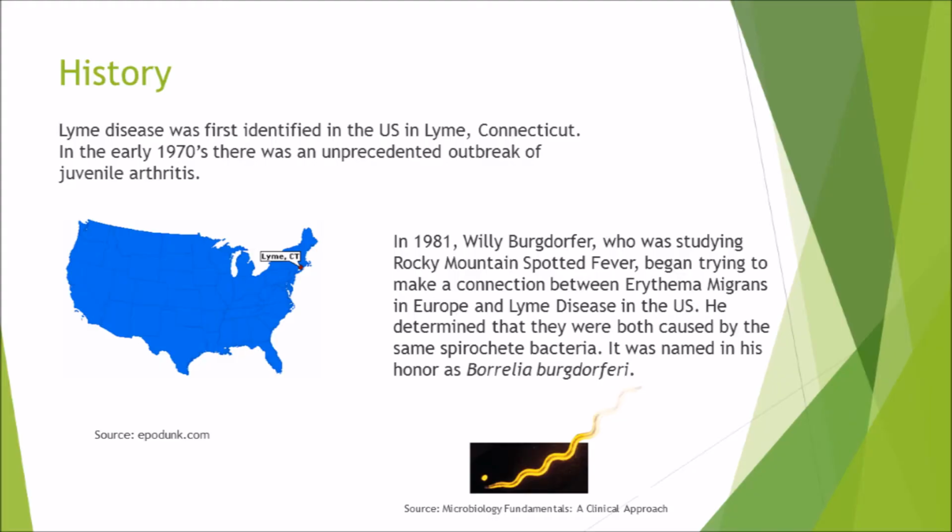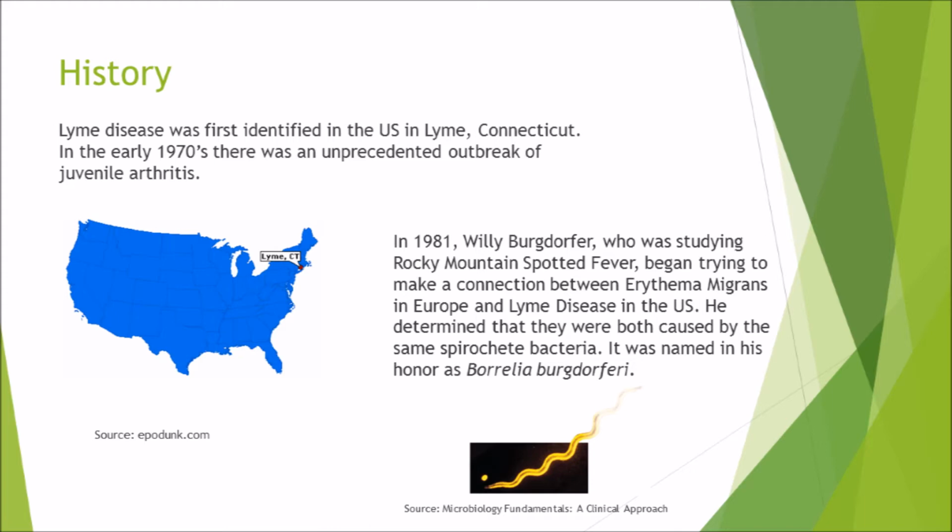Hi, I'm Christine Kober, and we're going to start this with a little bit about the history of Lyme disease. Lyme disease was first identified in the U.S. in Lyme, Connecticut. That's where it gets its name. In the early 1970s, there was an unprecedented outbreak of juvenile arthritis in this area. There was also an increase in arthritis for adults, but the rarity of the juvenile arthritis caused an investigation to be started into why this was happening.